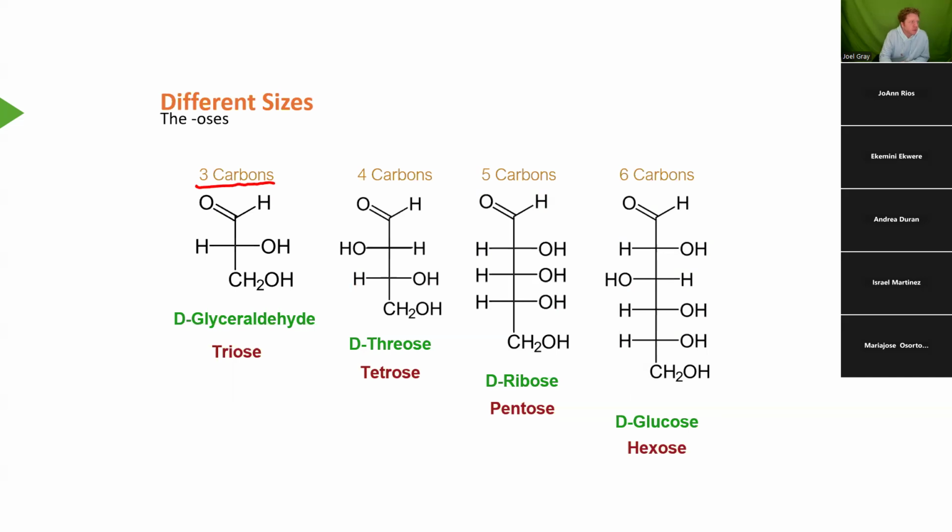If a sugar has three carbons, it's a triose. If a sugar has four carbons, it is a tetrose. If a sugar has five carbons, it is a pentose. And if a sugar has six carbons, it is a hexose. Now, I'm going to focus on hexose. Hexose is one carbon, two carbons, three carbons, four carbons, five carbons, and six carbons. That is glucose. It is a hexose.